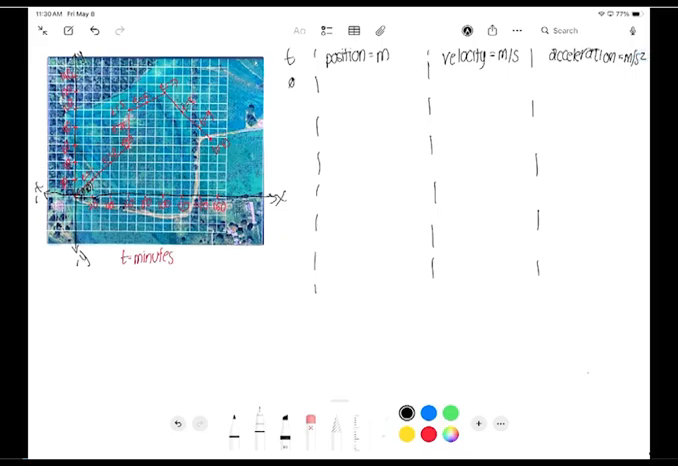So at t0, our position is 0, 0. So our position is 0 meters. And our velocity is 0, 0 meters per second because we're not moving.